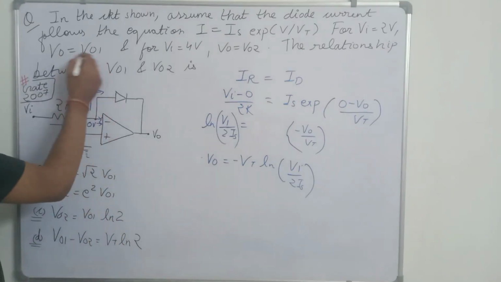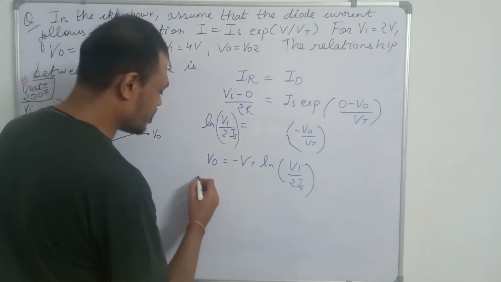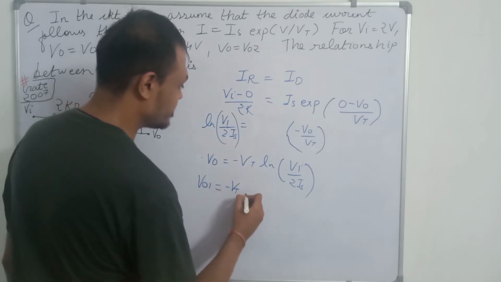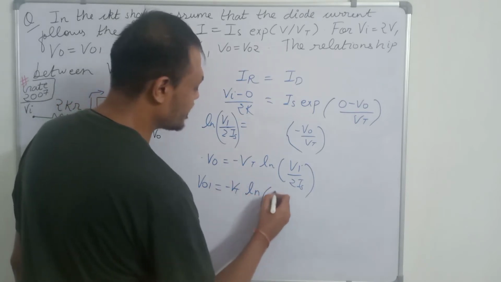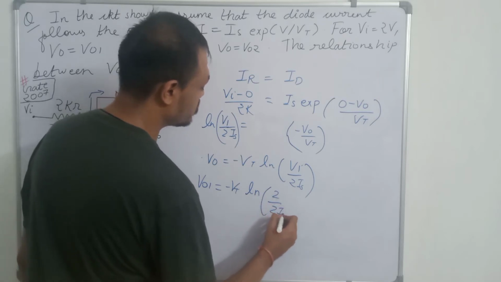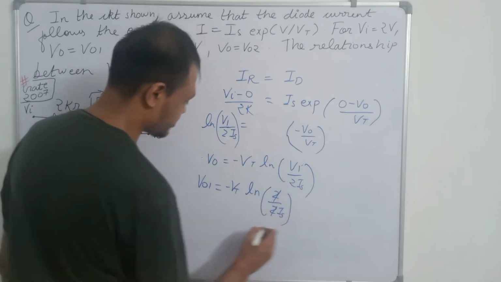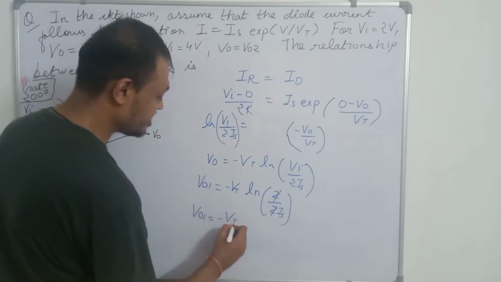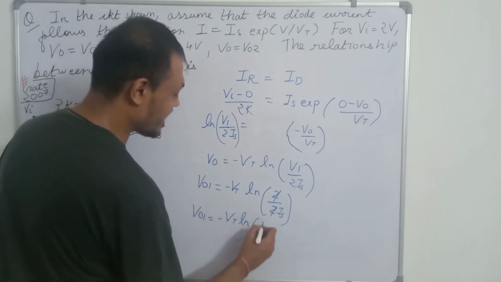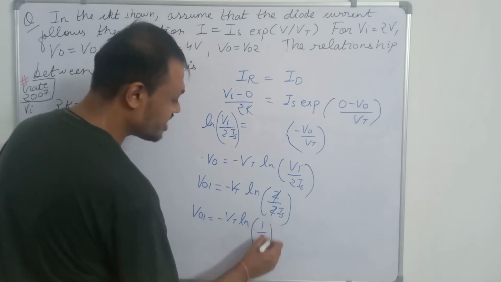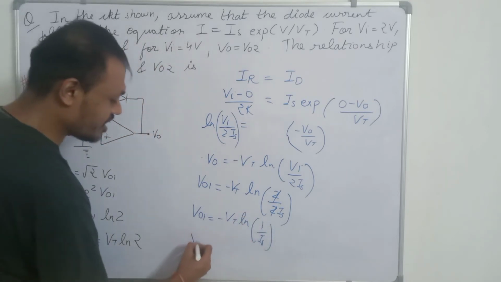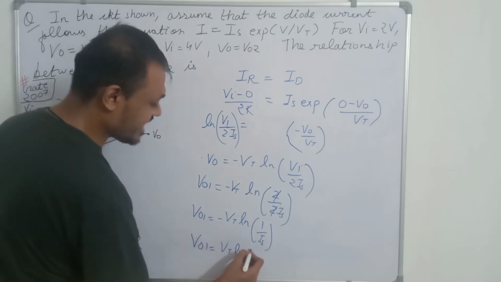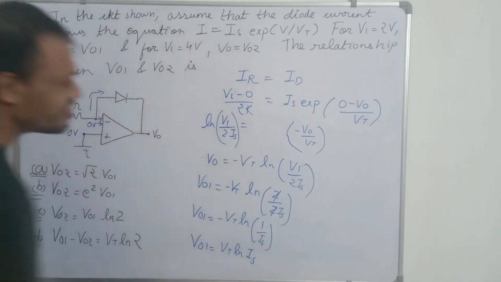Now V naught is equal to V naught 1 when Vi is 2 volt. So V naught 1 equal to minus Vt ln of 2 upon 2 Is. The 2 and 2 get cancelled. So V naught 1 will be equal to minus Vt ln of 1 upon Is. We can take this Is above, so V naught 1 will be equal to Vt ln of Is. So this is V naught 1.